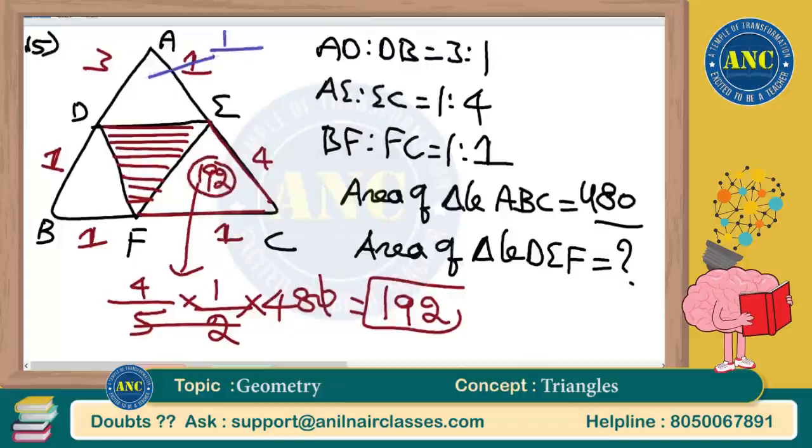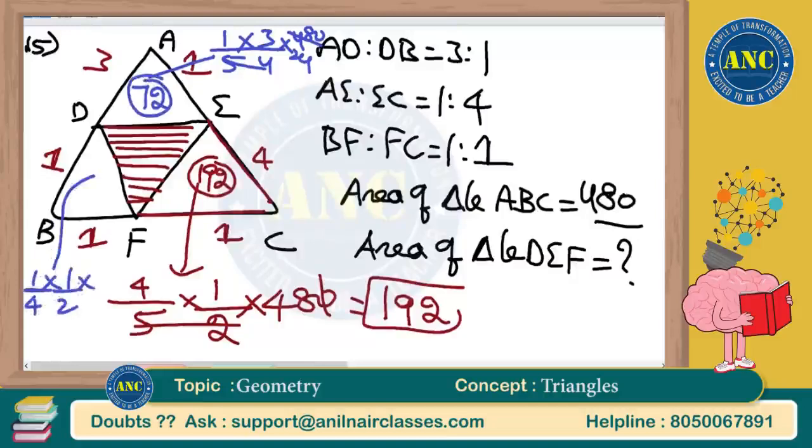This is nothing but one part out of 1 plus 4, 5. 3 parts out of 3 plus 1, 4. Into 480. 24, 3 are 72. This is nothing but 1 part out of 4 parts, 1 part out of 2 parts, into 480, it is 60. Remaining, you will get it. It's very, very simple question.